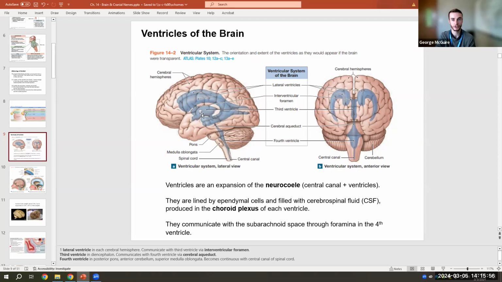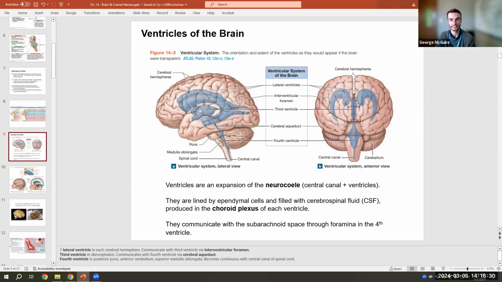And then that third ventricle can communicate with the two lateral ventricles through the interventricular foramen. That's probably one of the nicest names we'll see today, because if you break it apart, it describes exactly what it is. Inter meaning between, ventricular referring to ventricles, and foramen, hopefully we all know now, is referring to an open space. So this is the space between ventricles, and it connects the third ventricle to our lateral ventricles.